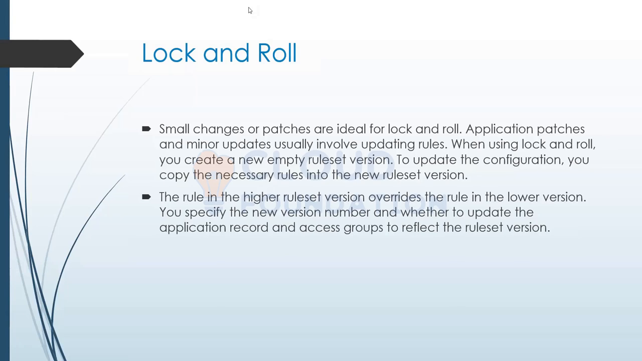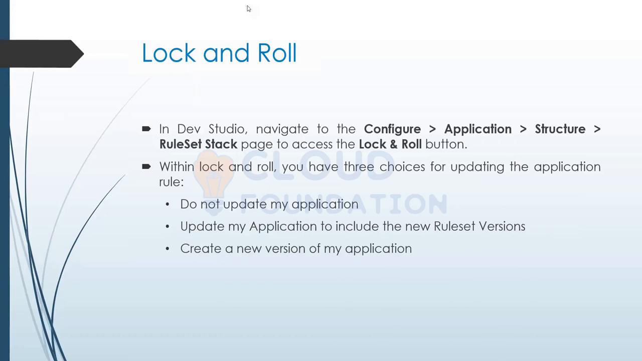And within this lock and roll, we have three different options again. Lock and roll comes with three different options. Do not update my application. Second one is update the application to include the new rule set version. The third one is create a new version of the application. Three things. What are those? Do not update my application. Update the application to include the new rule set. The third one is create a new version of the application. We will be practically implementing all of these three today. No worries.